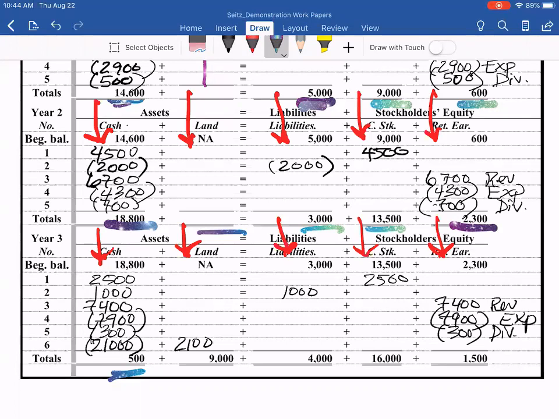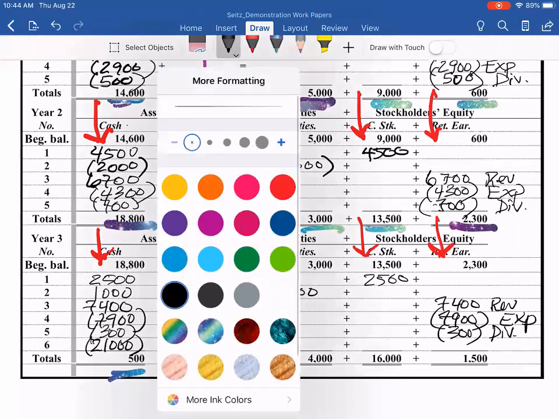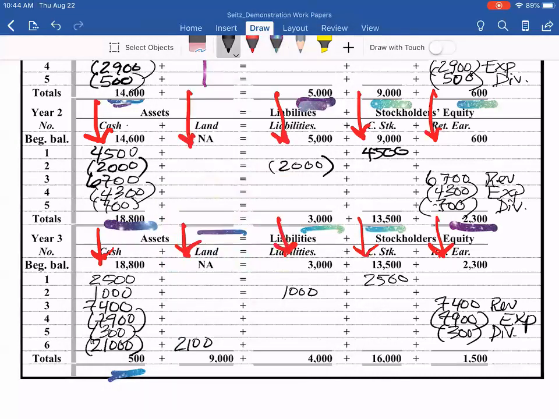Additionally, now we show, I didn't put enough zeros on here, did I? We show our land balance is 21,000. Land balance of 21,000, which is 21,000 here.